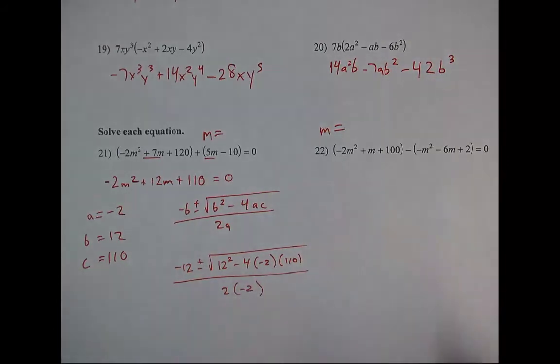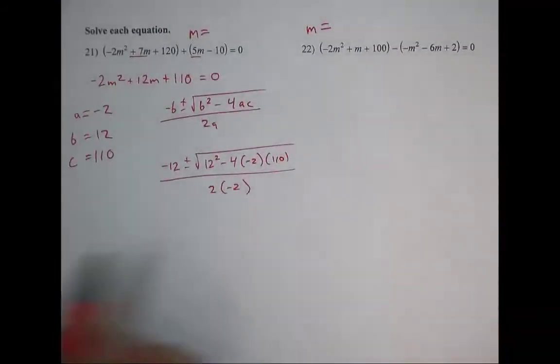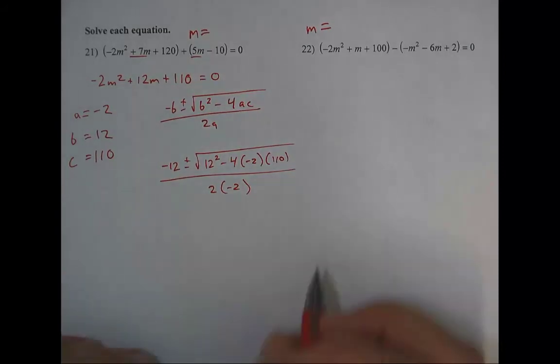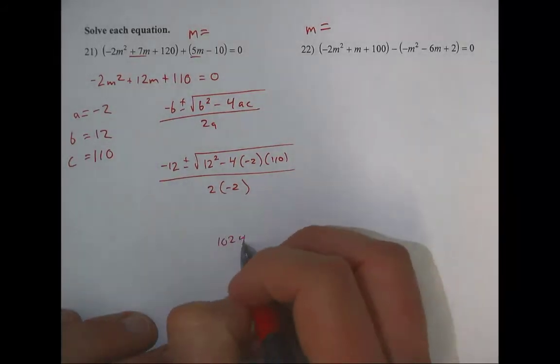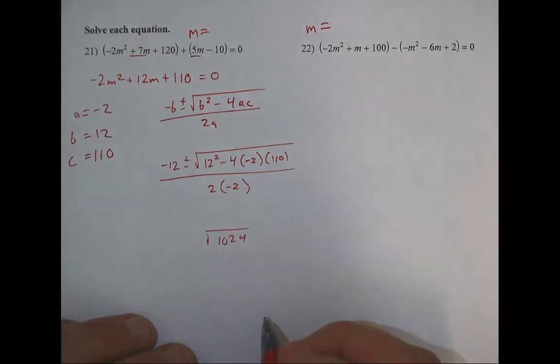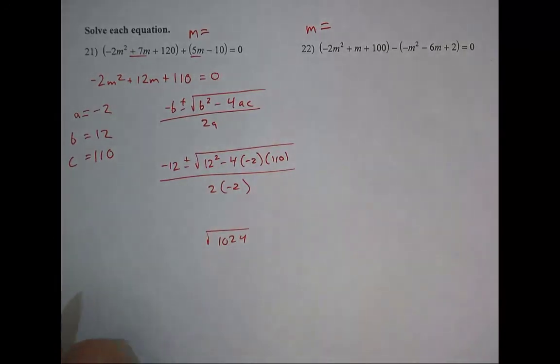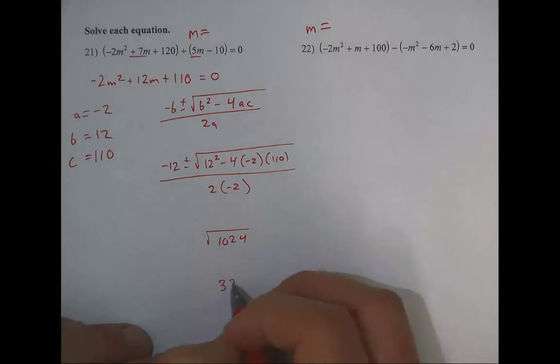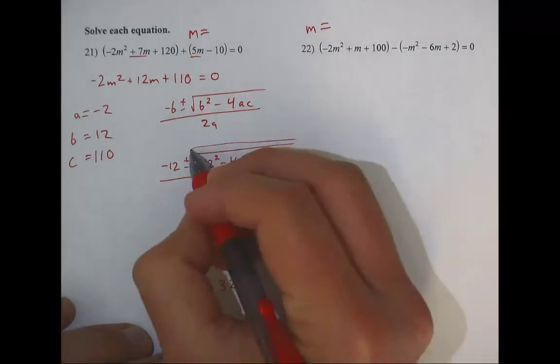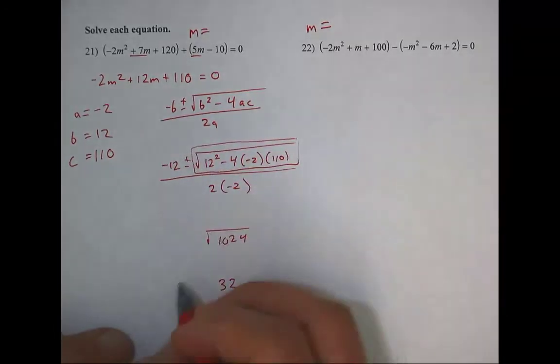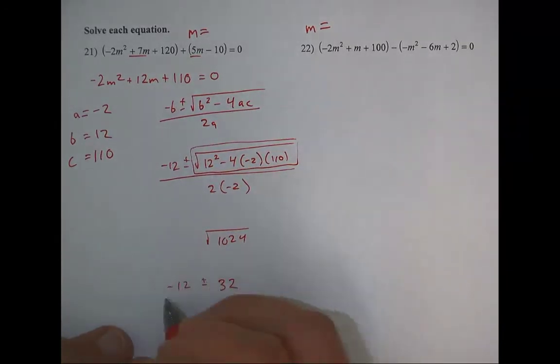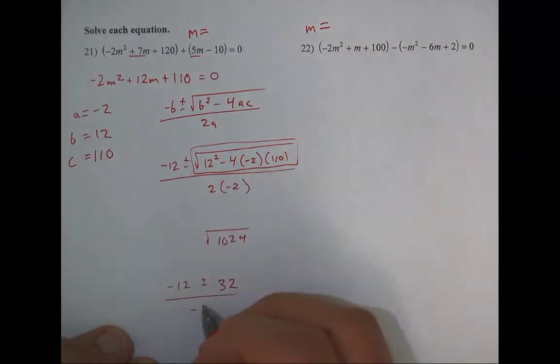So let's worry about the inside here first. Plug it in. 12 squared minus 4 times negative 2 times 110. You get 1024 underneath the square root. I'm going to go ahead and do that. And you're going to get 32. So all of this becomes 32. So I still have negative 12 plus or minus 32. And then down here, that's negative 4.